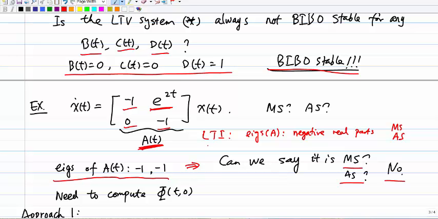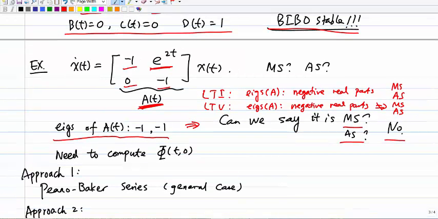However, for the linear time varying system, even if we have the eigenvalues of A and they all have negative real parts, we cannot say this is marginally stable. We cannot say this is asymptotically stable, because it is not linear time invariant. So we have to check the transition matrix. The goal is to compute the transition matrix to verify whether it is marginally stable or asymptotically stable. So how do I compute the transition matrix?